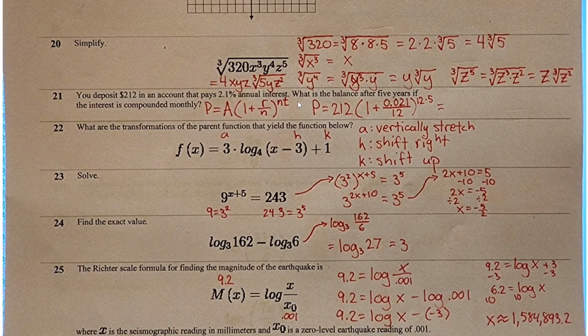Number 21. We are depositing money into an account. This pays 2.1% annual interest.